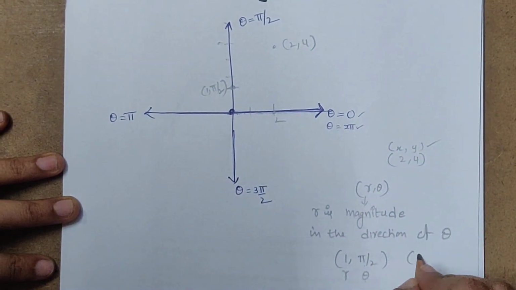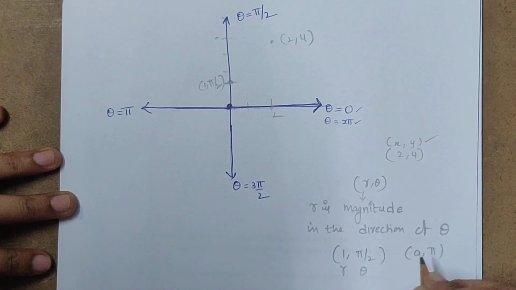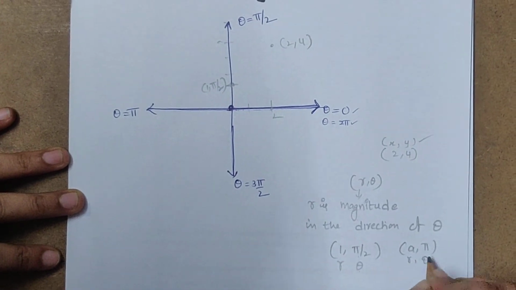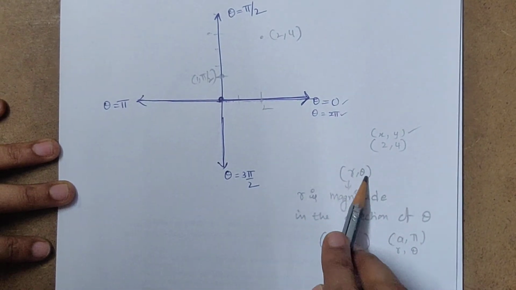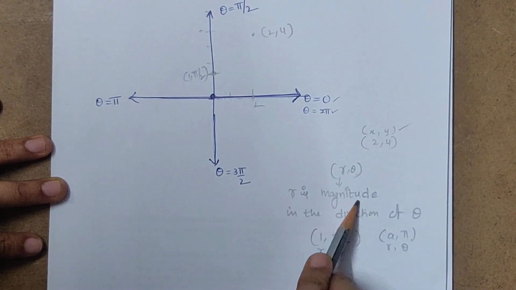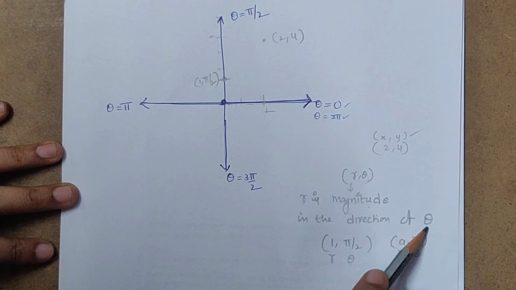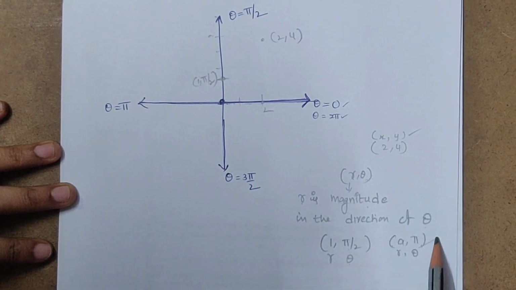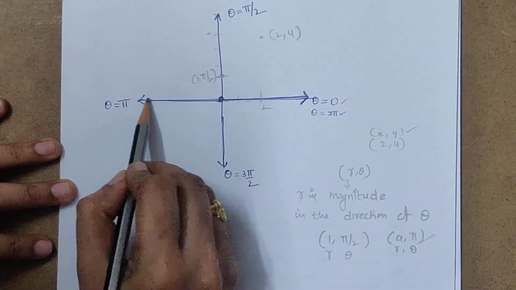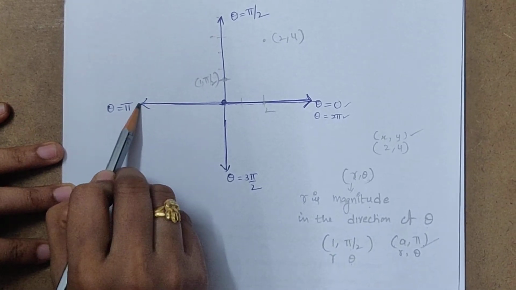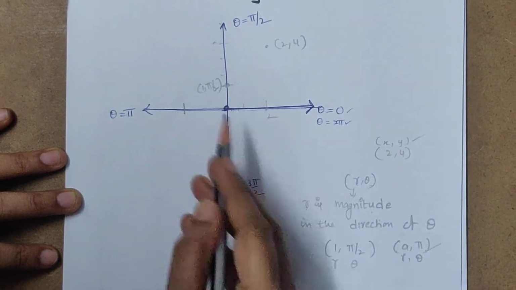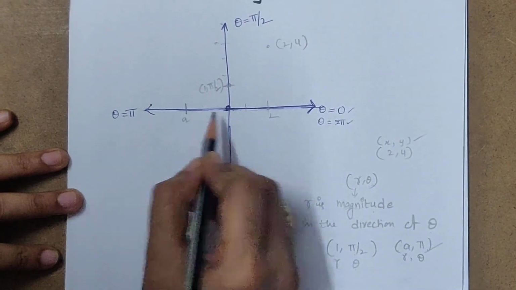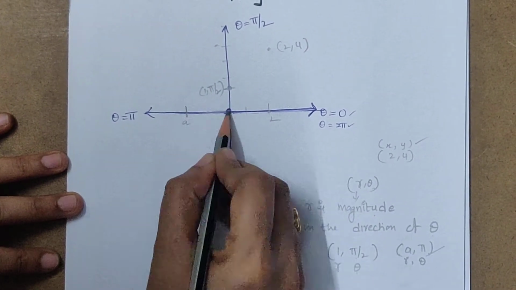Similarly, a, pi. How to place the point a, pi in the polar plane? Generally, r, theta means r is the magnitude in the direction of theta. So, in the direction of pi, this one, take the magnitude a units. This is the magnitude a, length a.